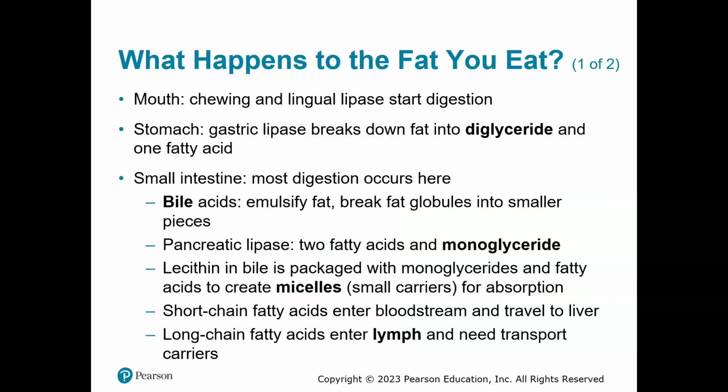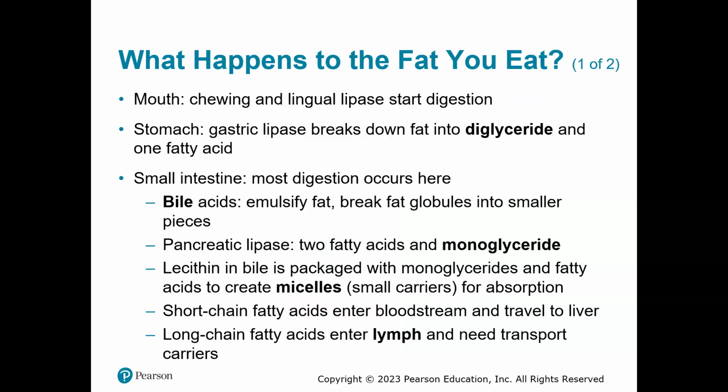As far as lipid digestion is concerned, digestion of lipid actually begins in the mouth a little bit. In our saliva, there is an enzyme called lingual lipase. Lingual refers to our tongue. So lingual lipase begins the digestion by sort of starting to strip off some of those fatty acids from the glycerol backbone when we're talking about triglycerides.